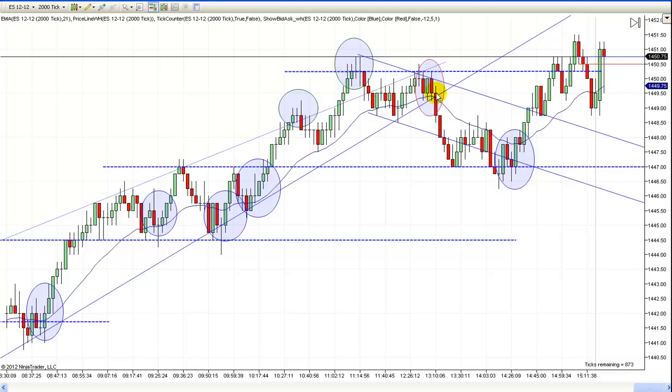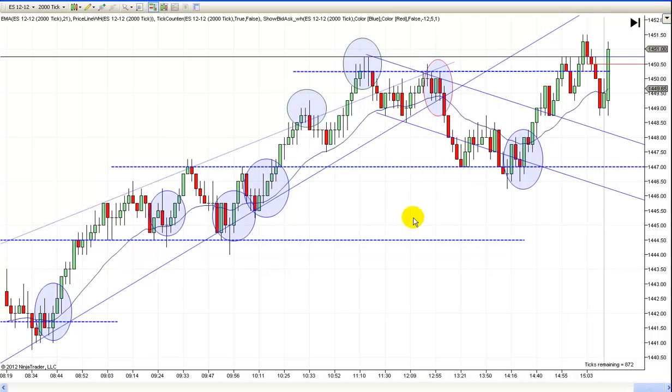This one would have been good enough for maybe several points, depending on how you managed your stops. But we hadn't really had a break of the trend line. But we're getting close because look how narrow this is getting, and now we got two overshoots, and one of them is a real large overshoot.